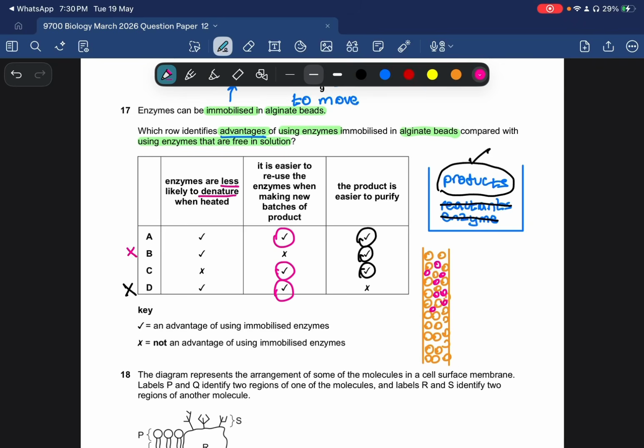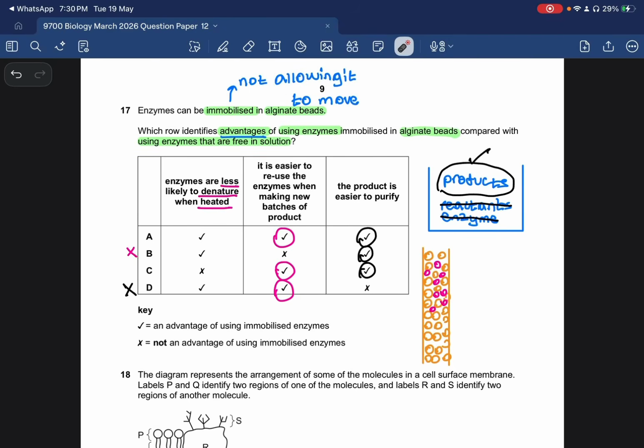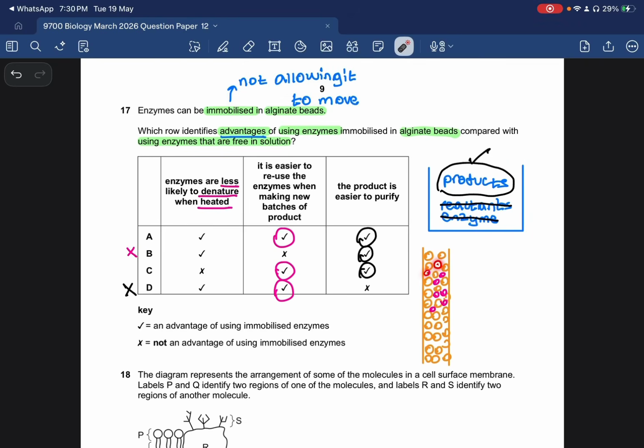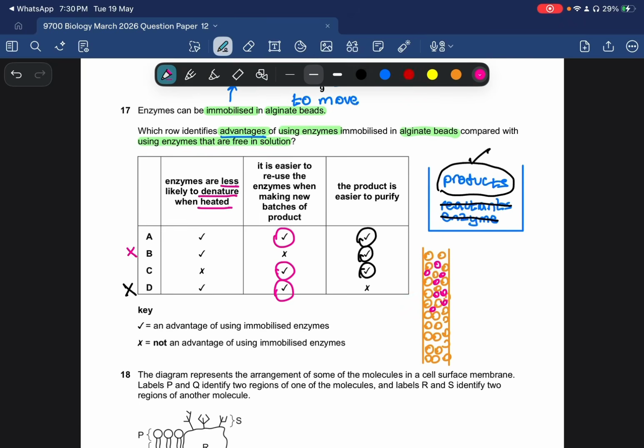Enzymes are less likely to denature when heated. This is correct. When you are immobilizing using alginate beads, when you give them heat, majority of the heat is taken up by these alginate beads. So meaning the enzymes are less likely to be denatured because they're not taking up all of the heat, right? Majority is being taken up by the alginate beads. There's only some amount of heat energy that these enzymes unfortunately have to absorb. And because it's so small, they're very less likely to be denatured. So this is also correct. And hence A is the answer.